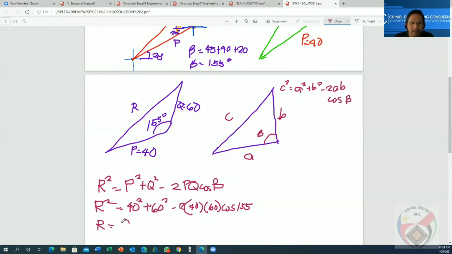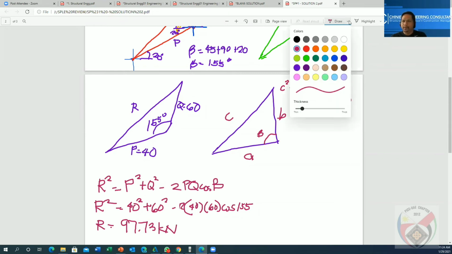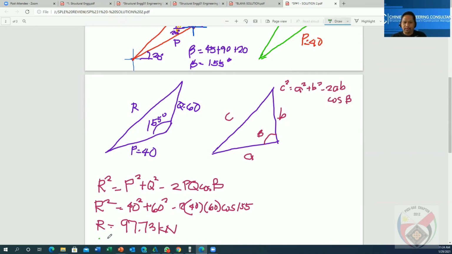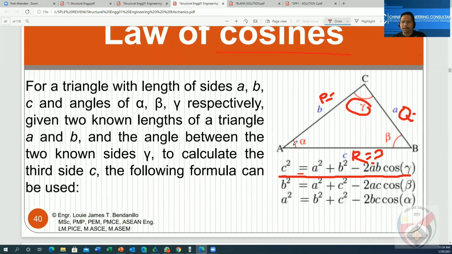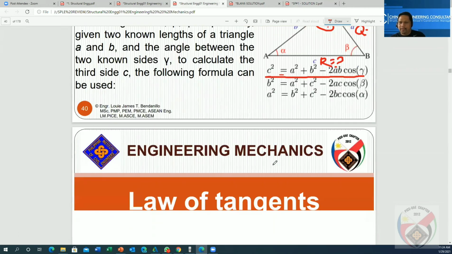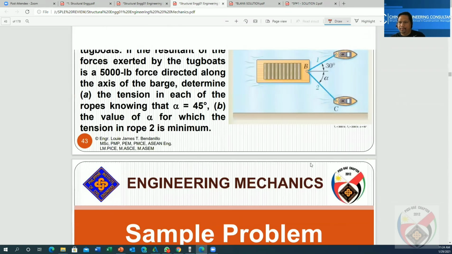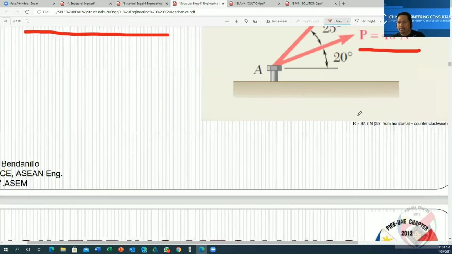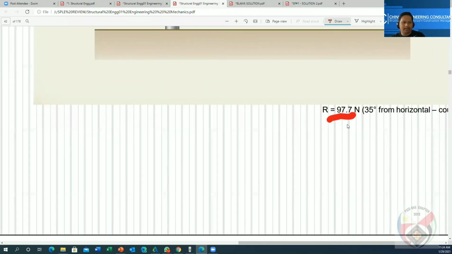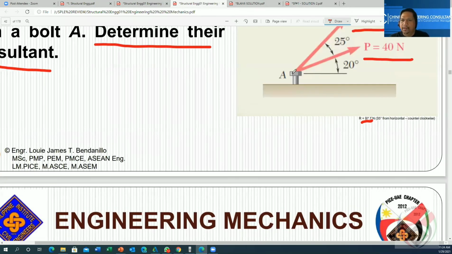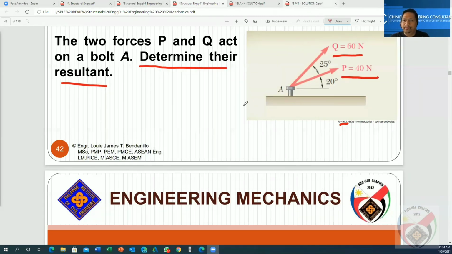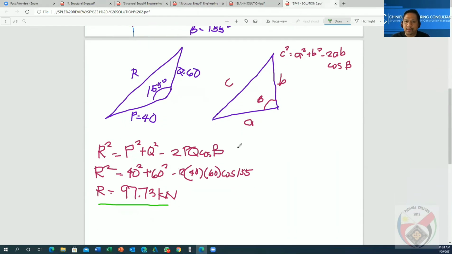So 97.73 kilonewton. So match, di ba, dun sa answer, Sir Louis. So it is 97.7. That's correct. Then solving for the angle, we will solve the angle.